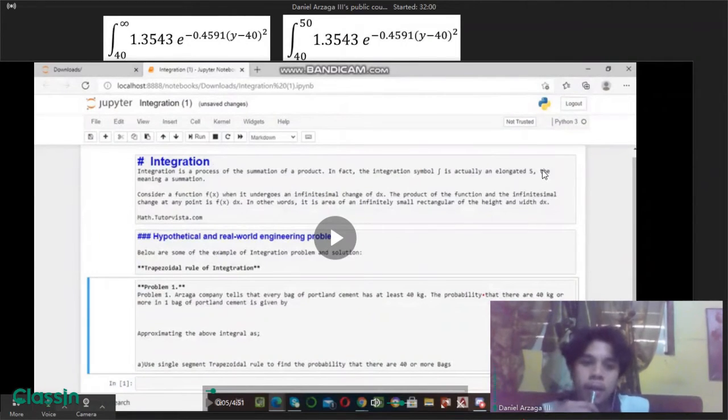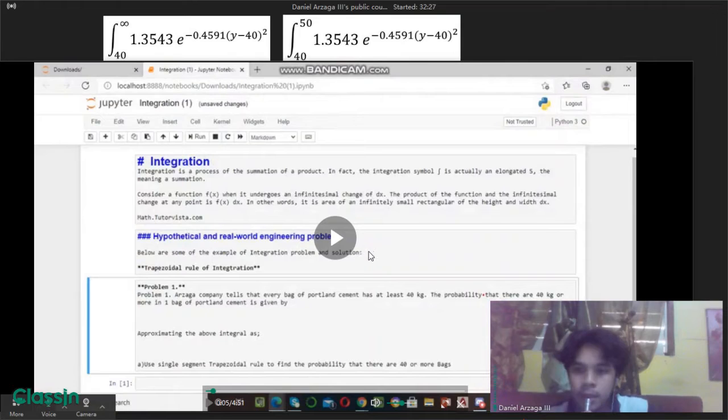The product of the function and the infinitesimal change at any point is f of x dx. In other words, it is the area of an infinitely small rectangle of height f of x and width dx. So, for the hypothetical and real-world engineering problem, we used the trapezoidal rule of integration.